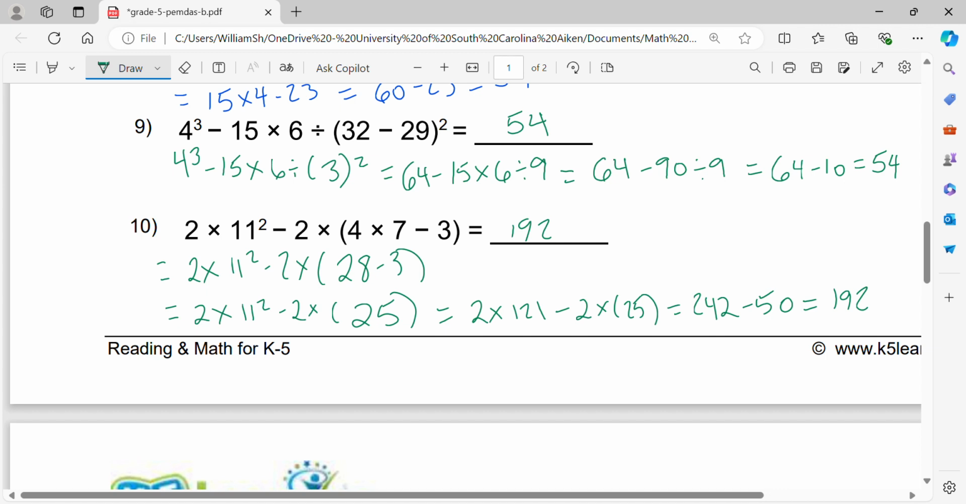So work on those facts. Get you some flashcards if you need to. Practice them, especially multiplication. Practice your division as well. That'd be good. But get that multiplication down. Division comes directly from it. You should be good to go.